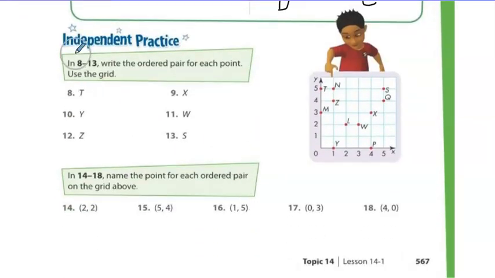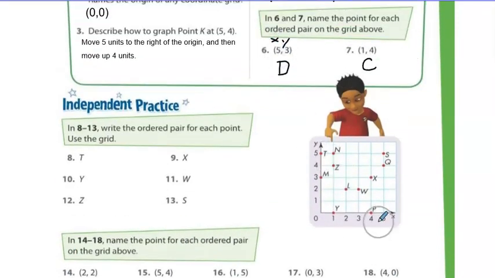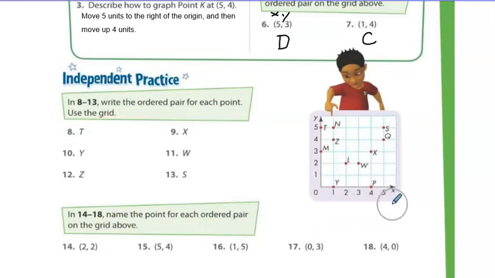All right, so for your independent practice today, for 8 through 13, you're going to be writing the ordered pairs, which means you should have a comma and parentheses. So you should have 2 numbers, a comma in between them, and then parentheses to go around them. And then down on 14 through 18, you're going to be doing what we did on 6 and 7, actually finding the point that's represented.